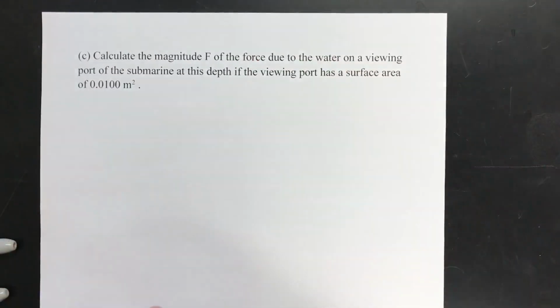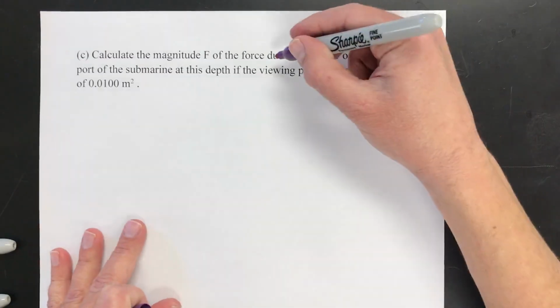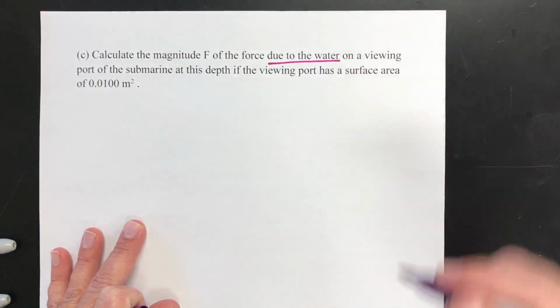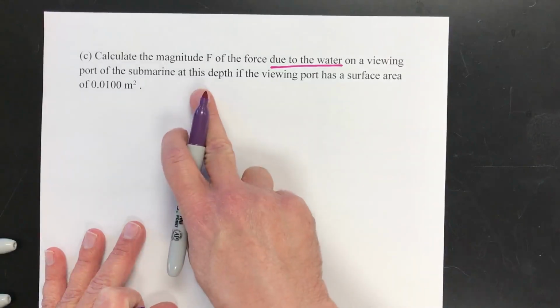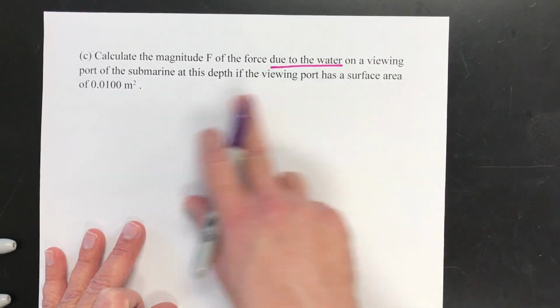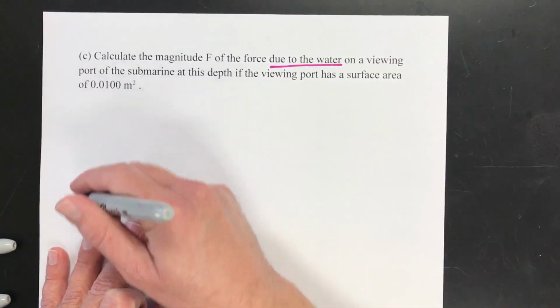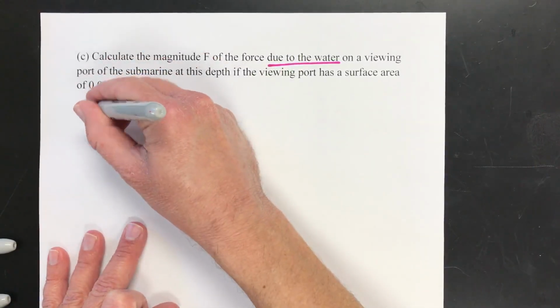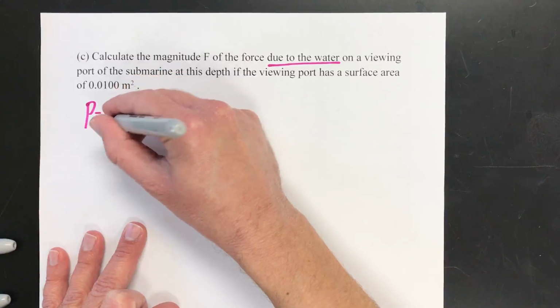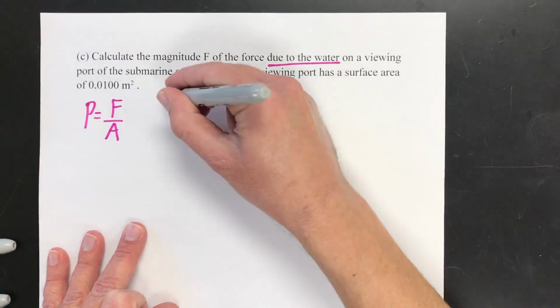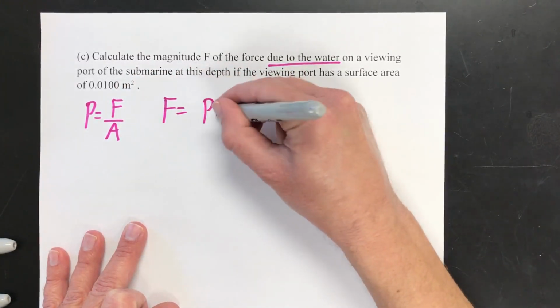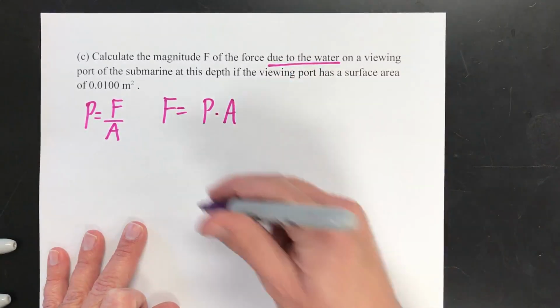So next question says, calculate the magnitude of the force due to the water. This is important, not overall the air and the water, but just due to the water on a viewing port of a submarine at this depth if the viewing port has a surface area of 0.01 square meters there. To find this force, we know that pressure is the force per area. So force is equal to pressure times area.